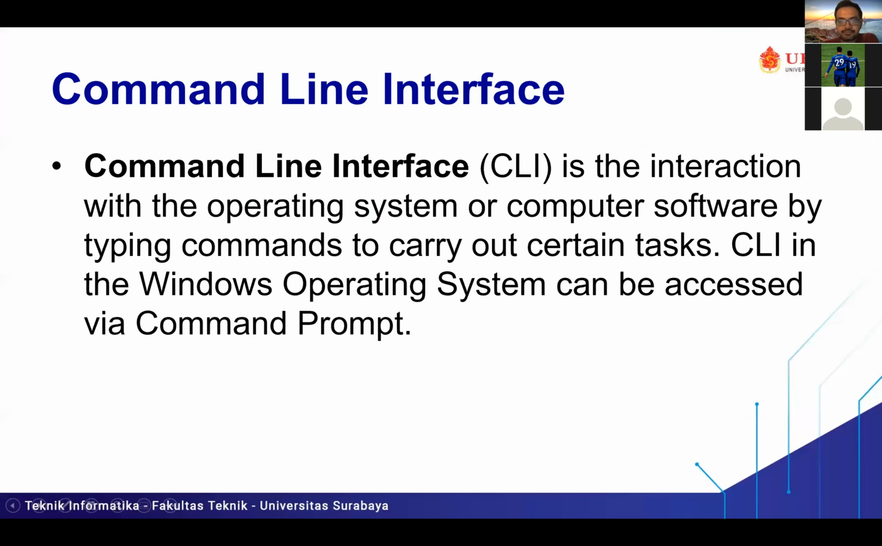Windows command line interface, and we start with what is the command line interface. CLI is the interaction with the operating system or computer software by typing commands to carry out certain tasks. CLI in the Windows operating system can be accessed via command prompt. So command prompt is the tool for command line interface in Windows. And in Linux, we call it a terminal. So in the Linux operating system, we use terminal for command line interface, and for the Windows operating system, we use the command prompt.